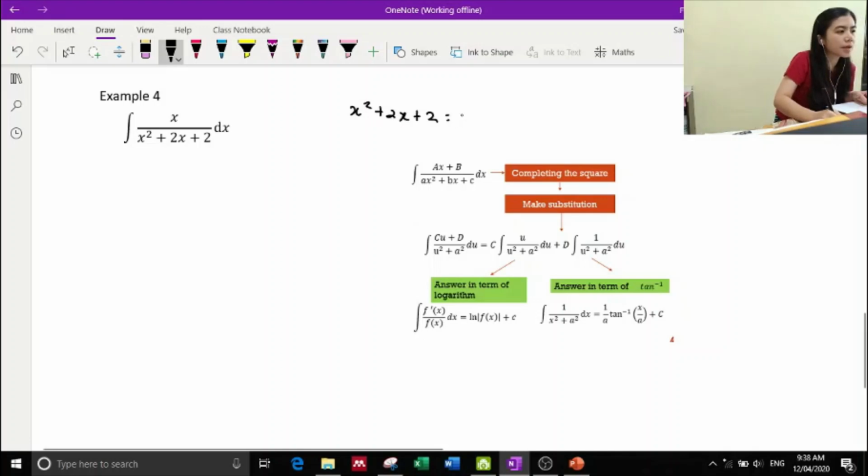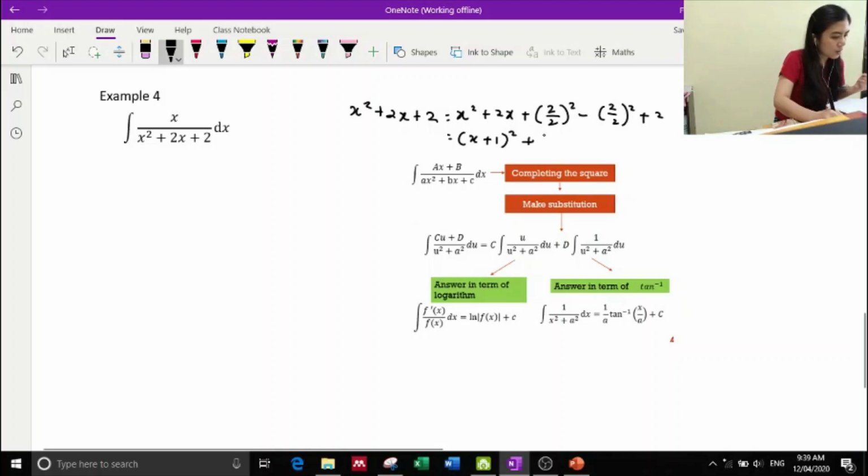So we have this one. Okay, so your coefficient of the x now is plus 2. So you will have x plus 2 over 2 squared, minus 2 over 2 squared, plus 2. And for the x, 2 over 2 will give you 1. So we have plus 1, and then we have the square here. At the back, we have 2 over 2 is 1, 1 squared is minus 1, plus 2, that will give you a positive 1, right? So now that is our completing the square.